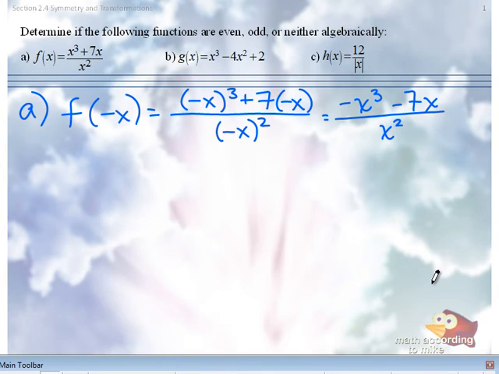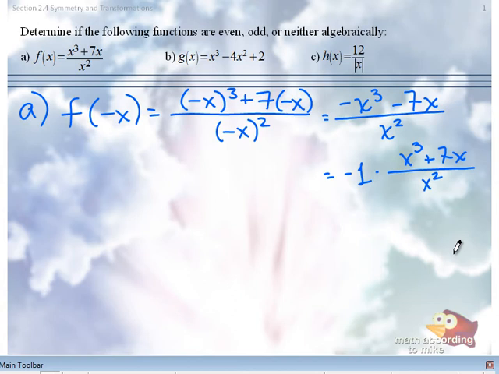did I get back the original function? No, so it's not even. Did I get negative 1 times the original function? Yes. Notice in the numerator, if we factored out a negative 1, we have negative 1 times the original function. So that makes f odd.